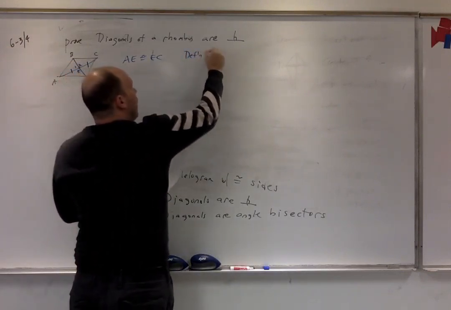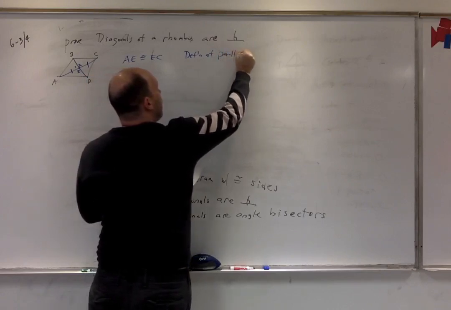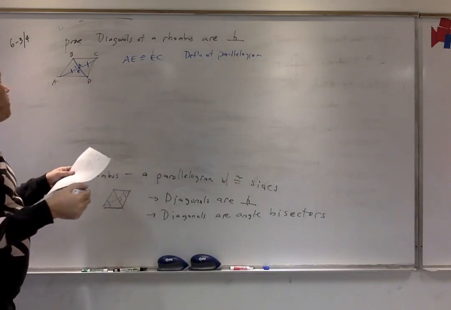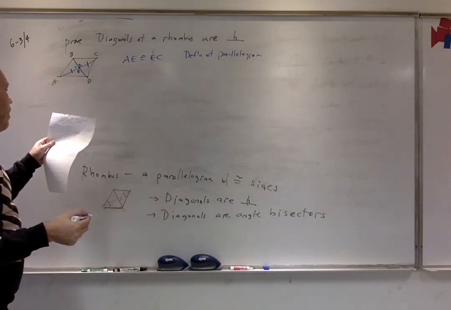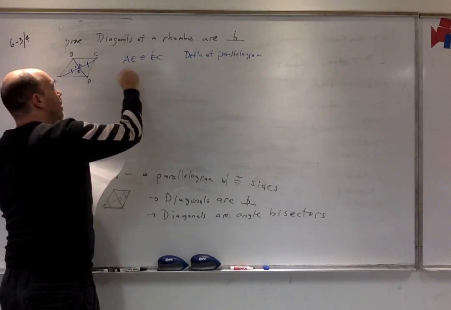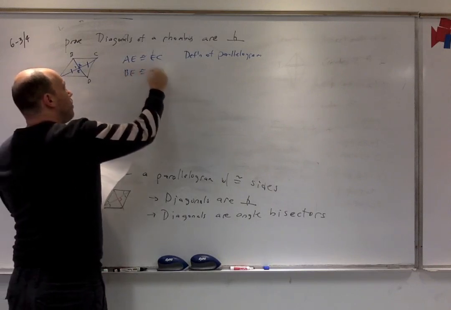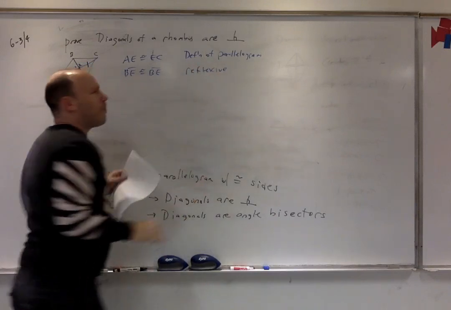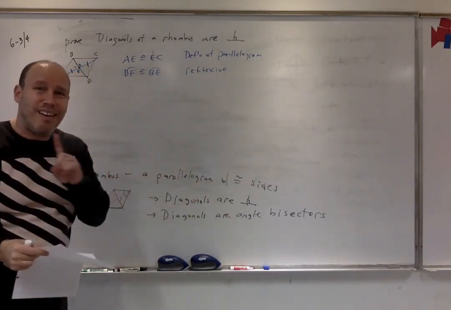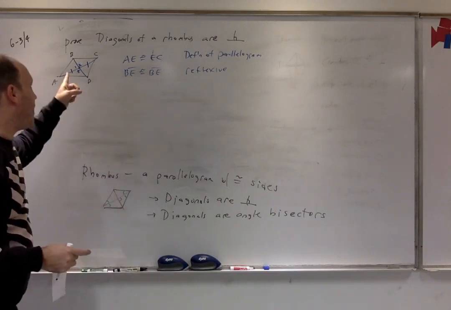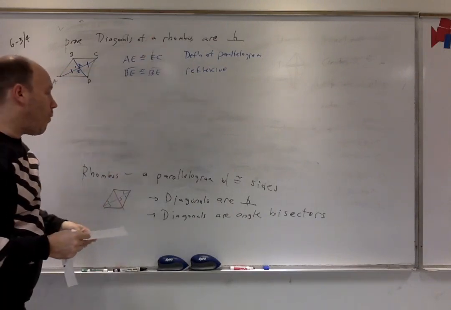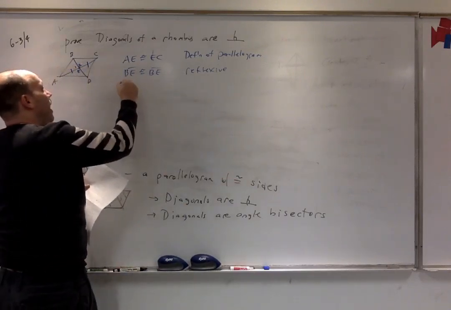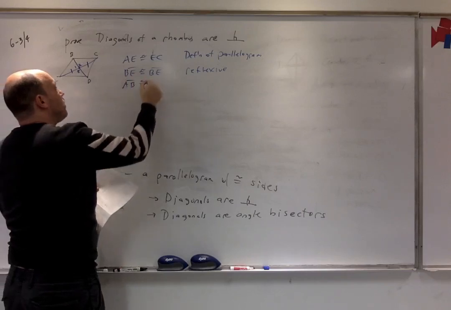Definition of parallelogram. Let's see, what else? I know that BE is congruent to BE. Well, that's easy, reflexive. Can I prove anything else congruent? Yeah, because what did I tell you that thing is? It's a rhombus. And what was the definition of a rhombus? All the sides are congruent, which means that AB is congruent to BC.